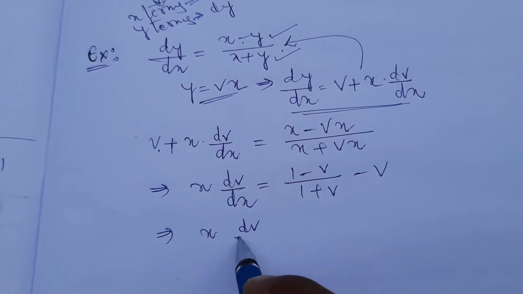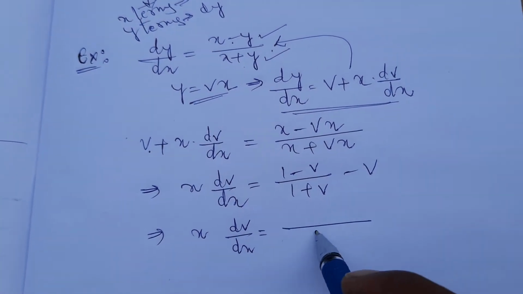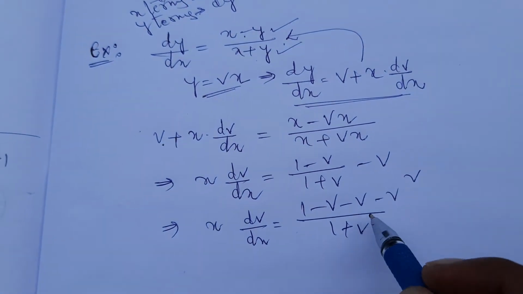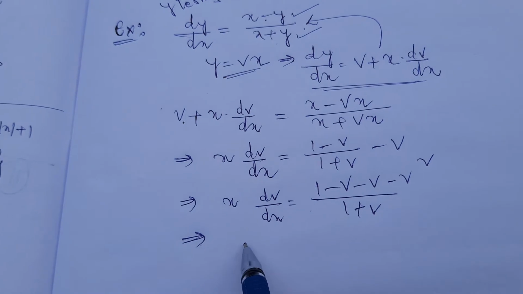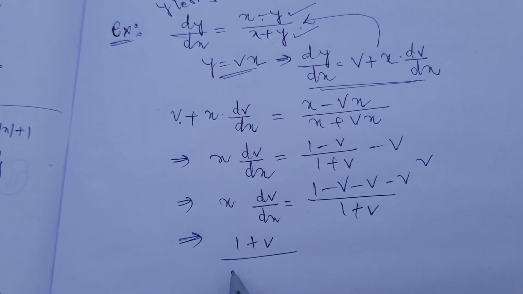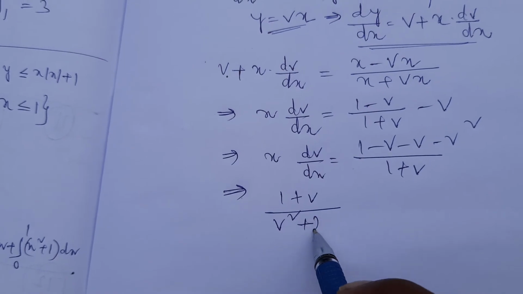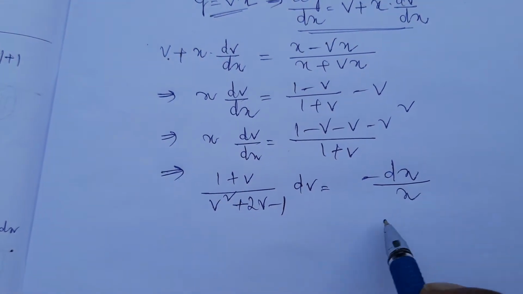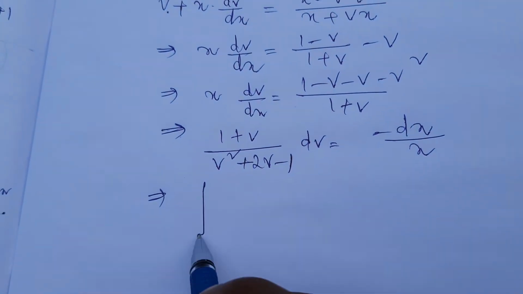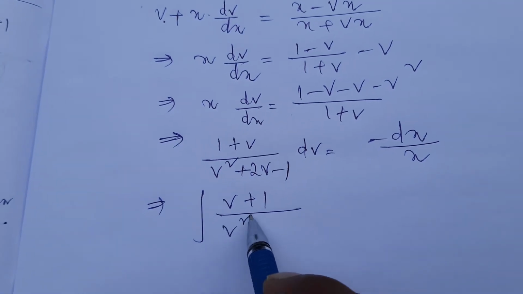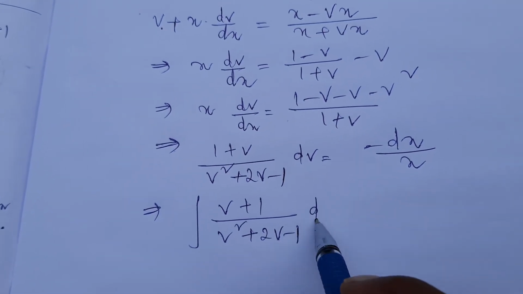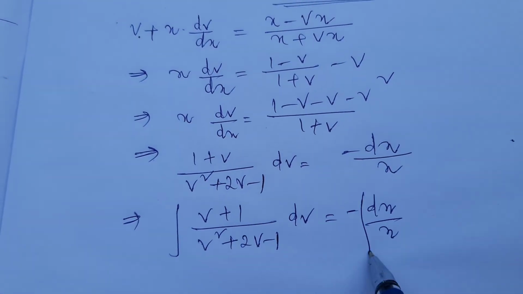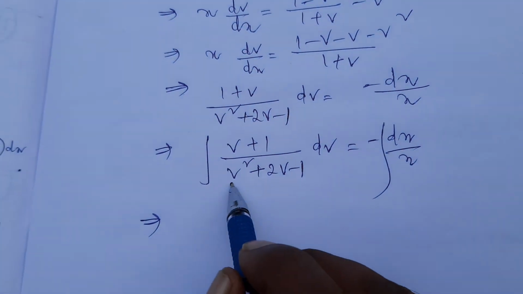Now x into dv by dx equals, what is the LCM? 1 plus v, and here 1 minus v minus v minus v square. Then if you simplify the whole value, you get (1 plus v) by (v square plus 2v minus 1) dv equal to minus dx by x. So the integral of (v plus 1) by (v square plus 2v minus 1) dv equals the integral of dx by x with a minus sign.